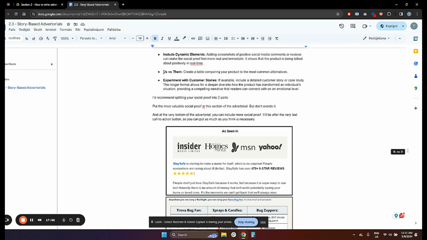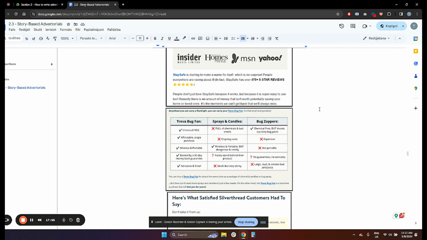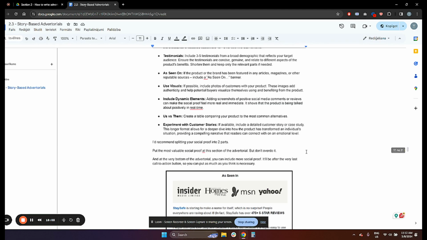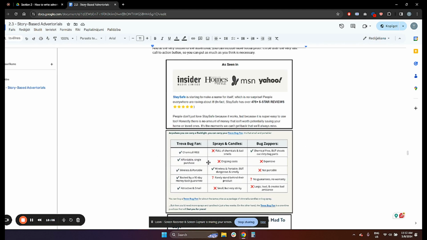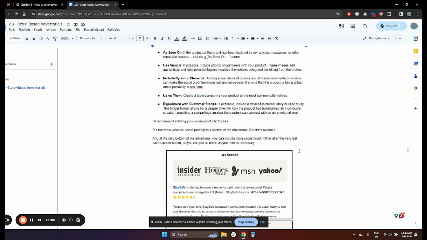So yeah, here you can also include what I mentioned, the us versus them table, comparing you either to a competitor or on the most common solution people take to solve that problem. And yeah, you can be a bit more biased towards your product.